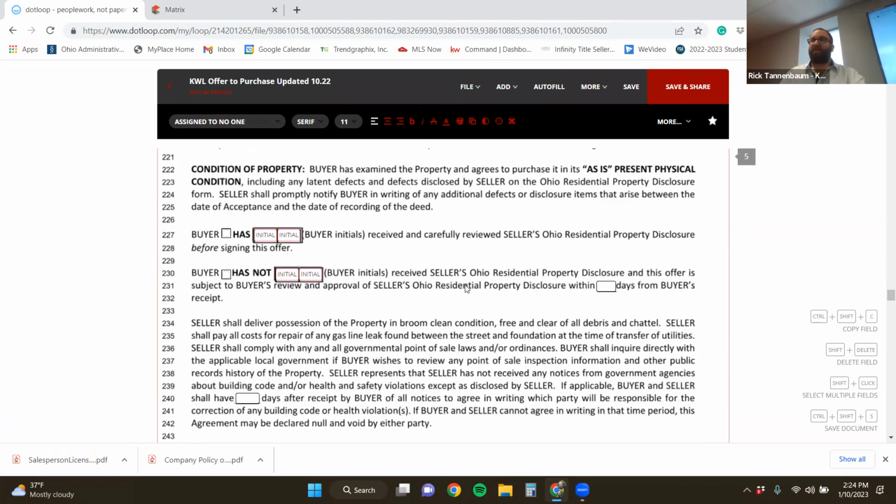Again, more about as-is condition and property disclosures. So hopefully, like the lead paint disclosure, the sellers have filled out the residential property disclosure form, and you can say that you've received it because it's in the MLS, but if you haven't, you'll check it here.